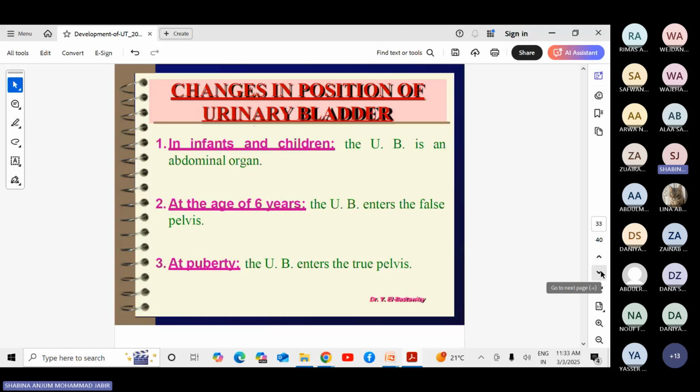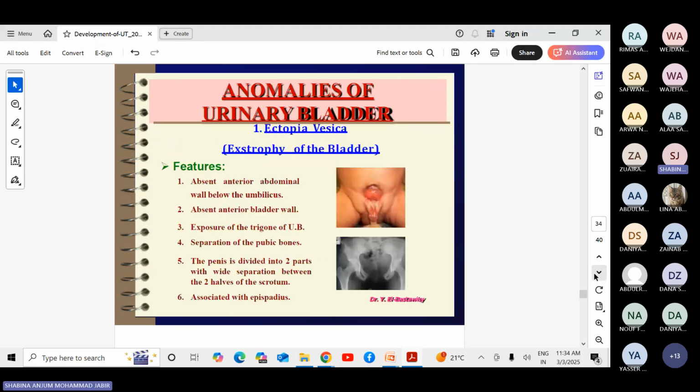I want to show you first what is finally the position of the urinary bladder in adults. It is in the true pelvis. But when it starts developing, it is an abdominal organ because the pelvis is very small. Then at 6 years it will be a little bit present in the false pelvis. Then finally it will enter into the true pelvis.